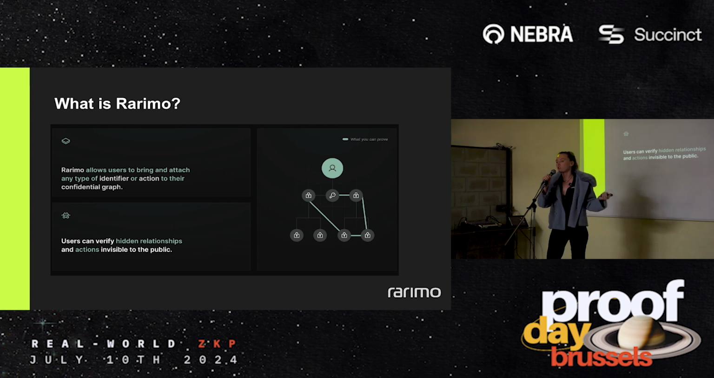So by ending this trade-off and unlocking private but verifiable social graphs, Rarimo hopes to unleash a whole plethora of new private applications. And we specifically want to go much further than just doing anonymous versions of what already exists in Web 2, but introducing completely new ways of coordinating.